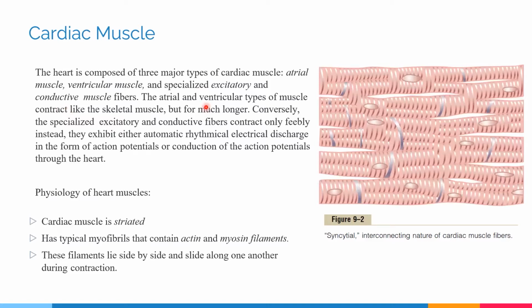The atrial and ventricular muscle contract like the skeletal muscle. There are many similarities between them, but the cardiac muscle contracts for much longer, which means that they can maintain the strength of contraction much longer than that of the skeletal muscles.